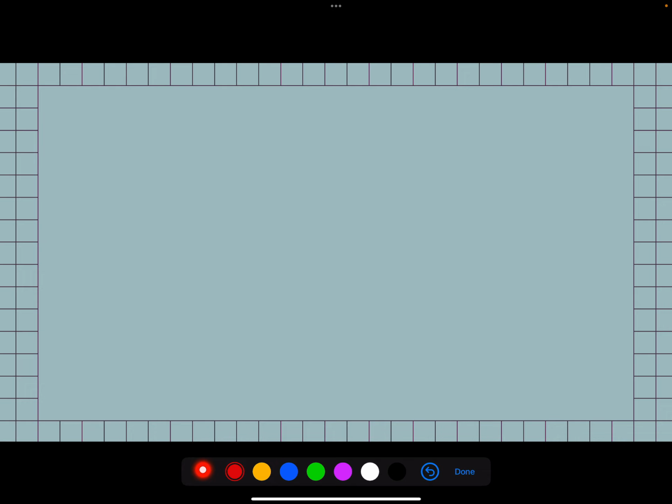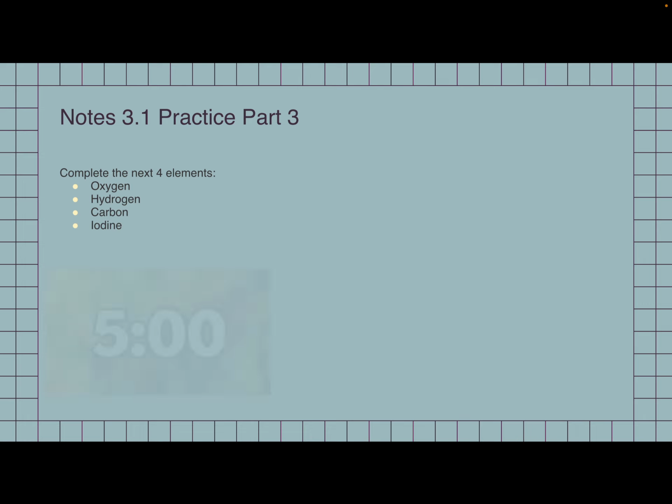Very good. Now, what's going to end up happening again for round number 3 is that Miss Palmer is going to hand out your third sheet, a half sheet of paper here. Okay, so this is your practice part 3. These are the next 4 elements, which are oxygen, hydrogen, carbon, and iodine. You'll also get another 5 minutes as well.